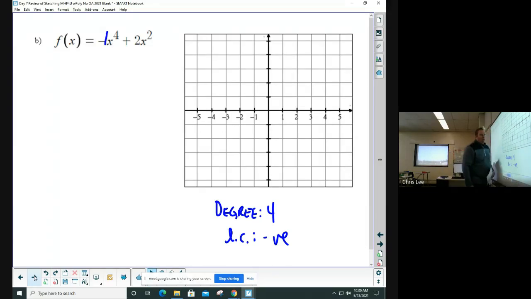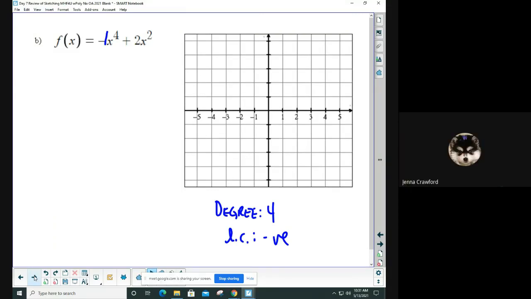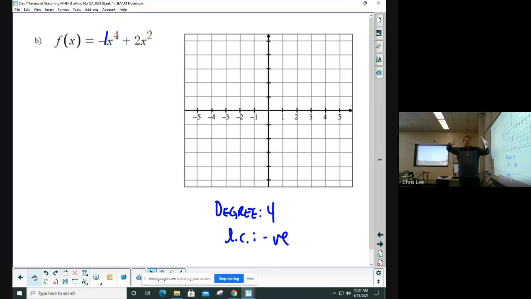So now we're imagining a different sketch. This is degree 4. Remember, degrees of 4 or 6 or 2 either open up or down. Which one is this going to do? Open up or down? Down. Down, because the leading coefficient is negative.